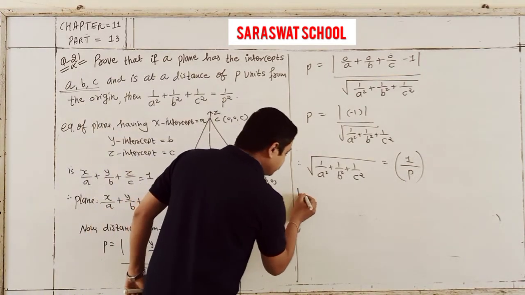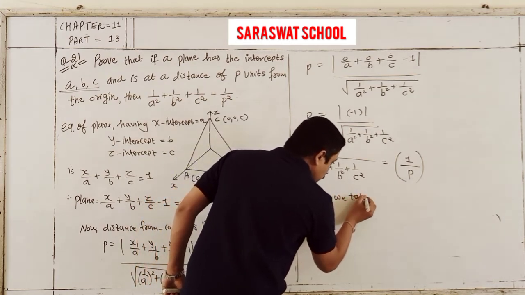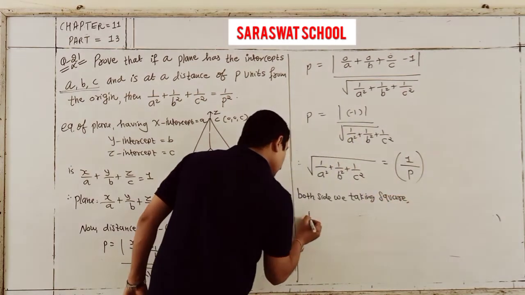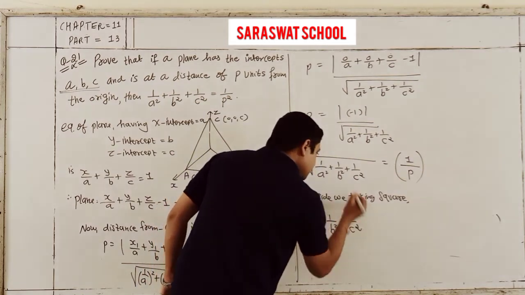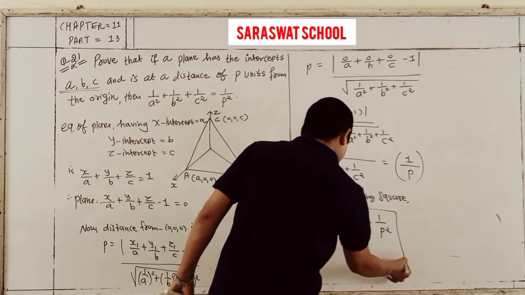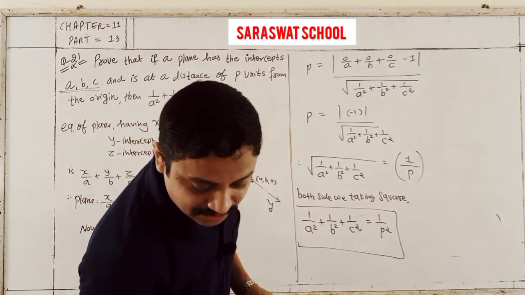So both sides we taking square. So 1 upon a square plus 1 upon b square plus 1 upon c square is equal to 1 upon p square. And here students your answer is very easily and happily students here done.